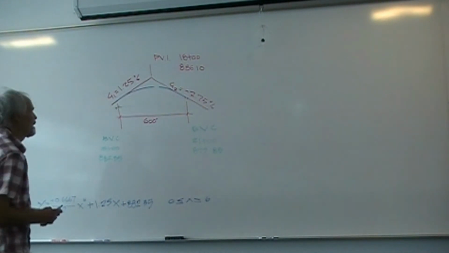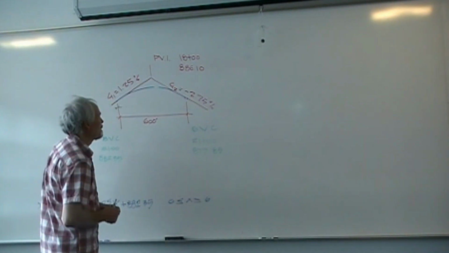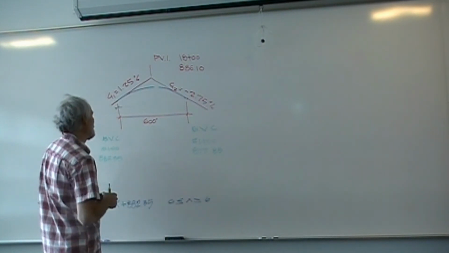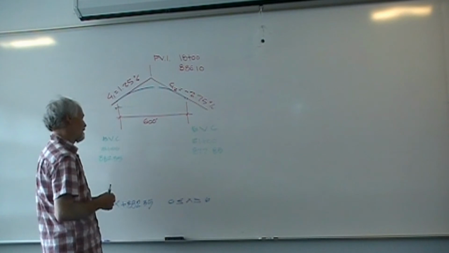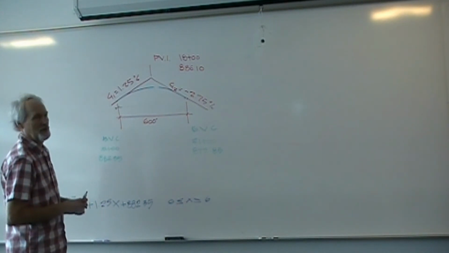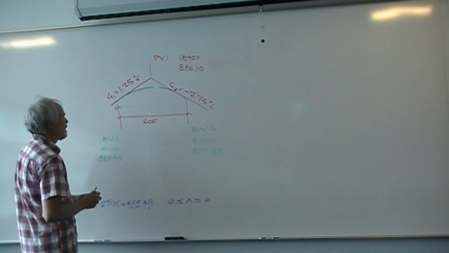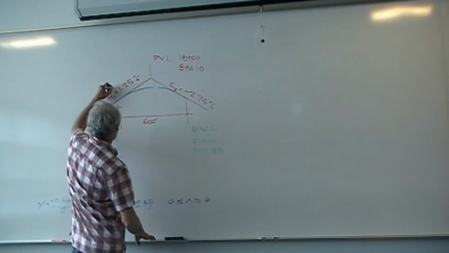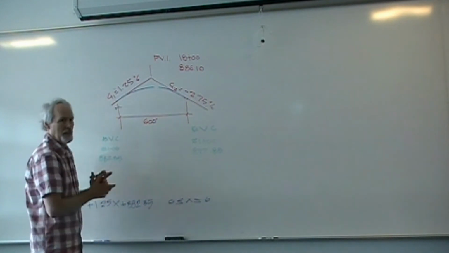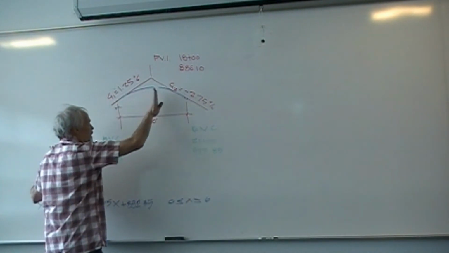Okay, so looking at the last problem, we calculated the parabola, calculated the key points. But the one thing we didn't get was the high point or low point. Well, this is a crest curve, so it would have to be a high point. And you're definitely going to get one to develop because we're going from a positive grade to a negative. So we know that we're going to get a high point somewhere along here, we don't know where it is.